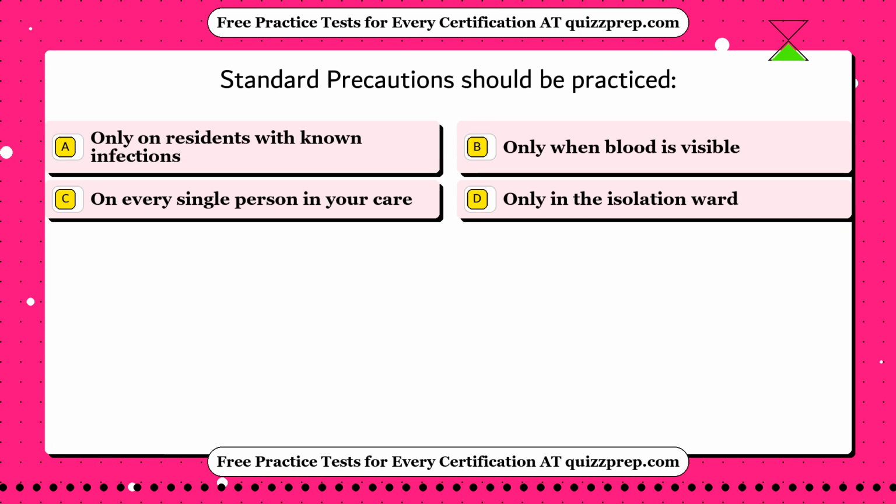Question 15. Standard precautions should be practiced: Option A, only on residents with known infections. Option B, only when blood is visible. Option C, on every single person in your care. Option D, only in the isolation ward.